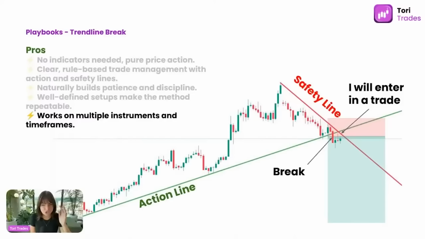And this showcases that this strategy can work on any instrument, any time frame, in any market, because it is purely price action. We're just drawing lines on a chart and waiting for price to break. So it does not matter what time frame you're in. It doesn't matter what chart you're trading. It doesn't matter what instrument or what market. All we are doing is drawing lines on our chart.